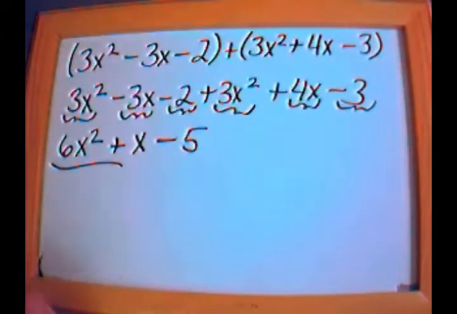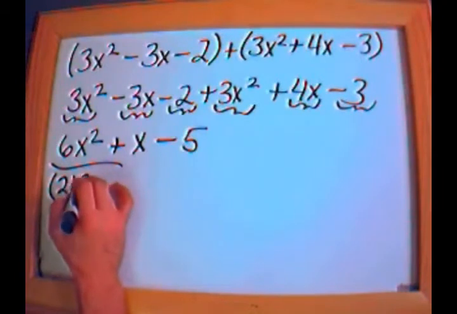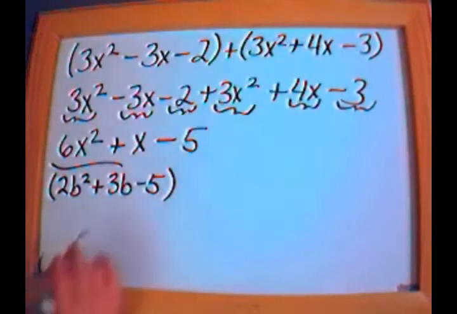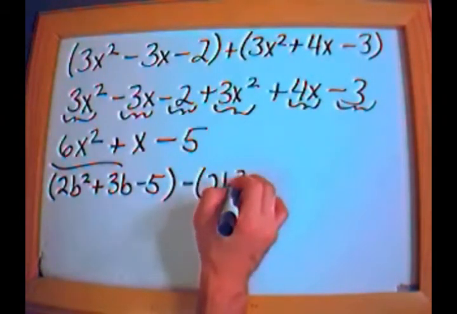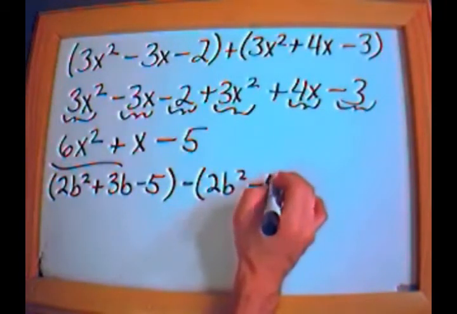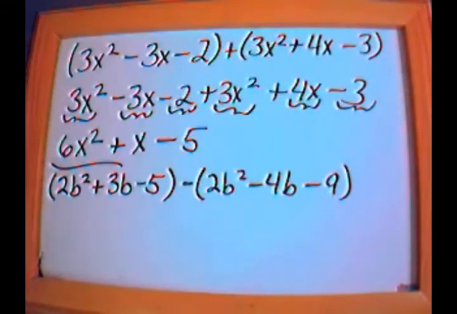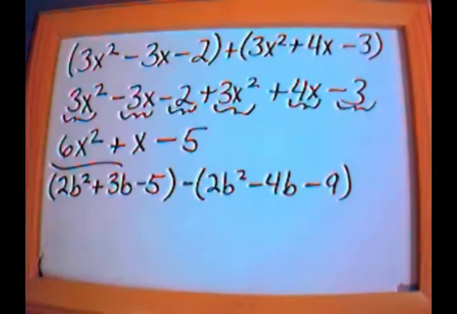Okay? And what if I have something like 2b squared plus 3b minus 5 minus 2b squared minus 4b minus 9. I really can't add these up in the middle because they don't all have the same variable, and I really can't add these up because they don't all have the same variable. Same story as the other problem.